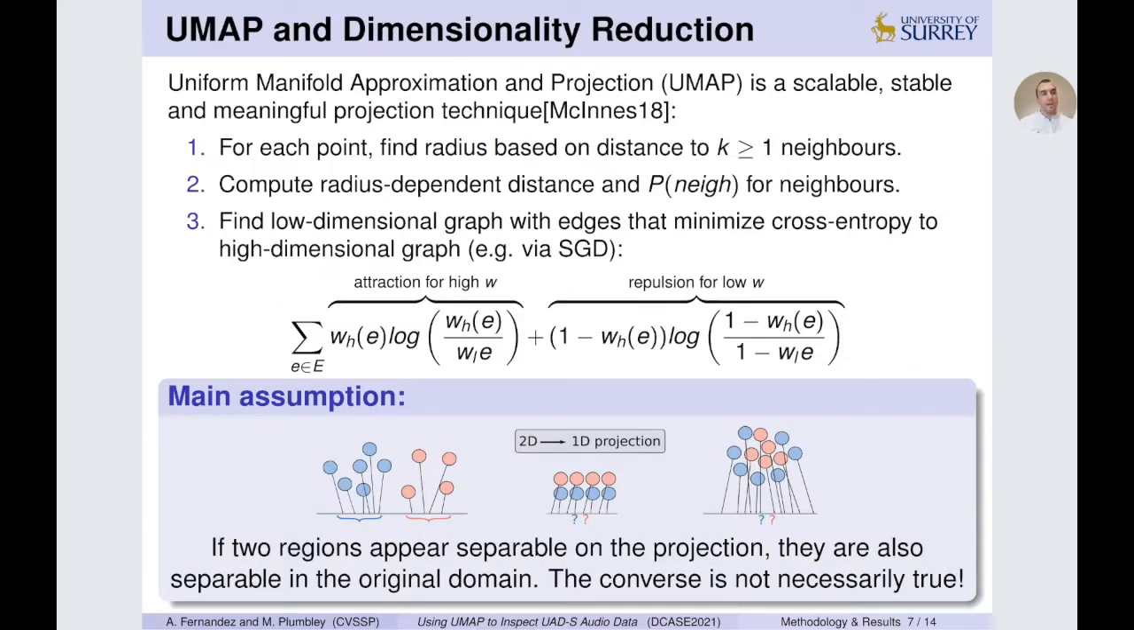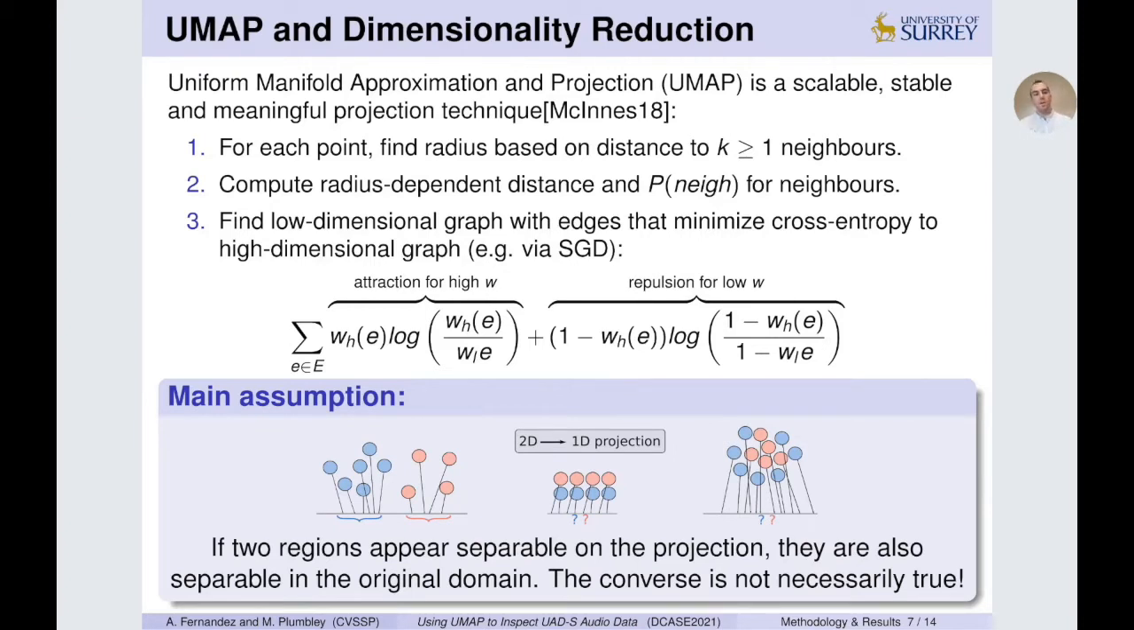In order to visualize high-dimensional audio data, we need to project it down. For that, we use UMAP, which is a scalable, stable, and meaningful projection technique with many mathematical guarantees. For our work, we operate with one main assumption. That is, if two regions appear separable on the projection, they are also separable in the original domain.